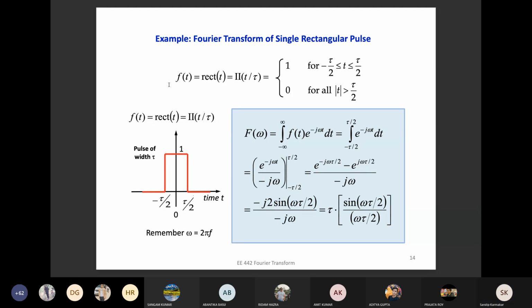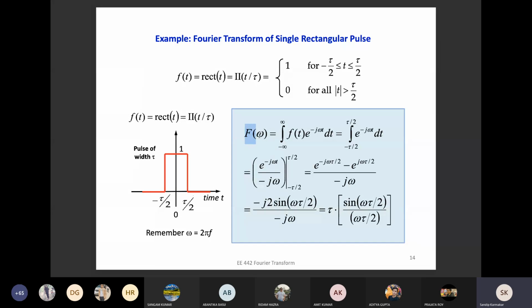Understood? Yes. Have you understood? Anybody has any questions? Sir, over here is the Fourier transform of the single rectangular pulse, but why is it being written as omega? Sir, it's written F of omega, right? Acha, sorry, that's just the term. Got it now, sir. Anybody else has any questions?